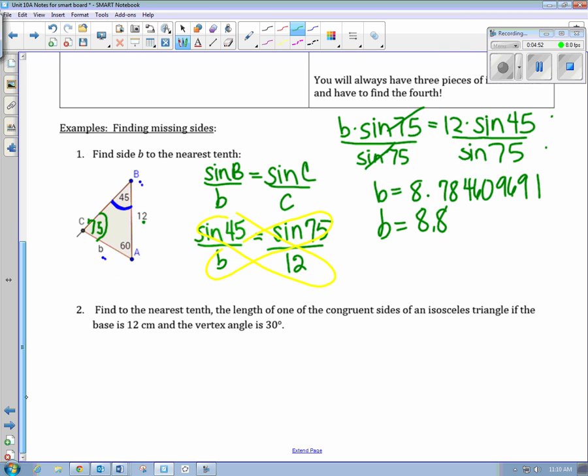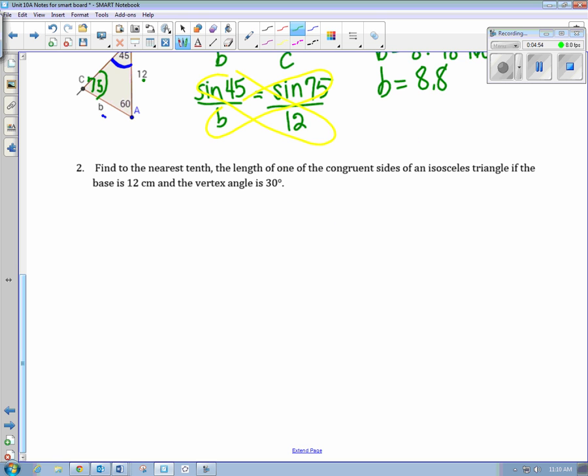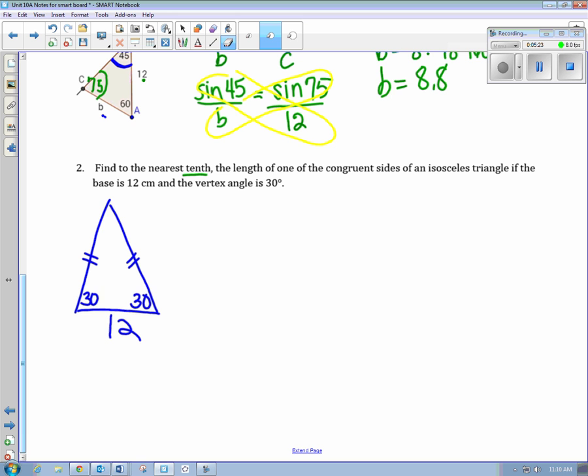For question number 2, they're telling me that we are looking to find, to the nearest tenth, the length of one of the congruent sides of an isosceles triangle. So in this question, I have an isosceles triangle with two congruent sides, and it says that the base is 12, and the vertex angle is 30. Oops, I take that back, that was my mistake, it was the vertex angle that was 30.